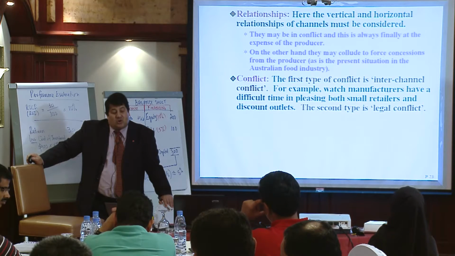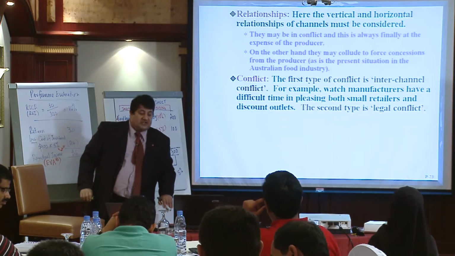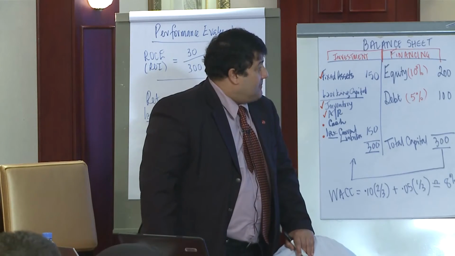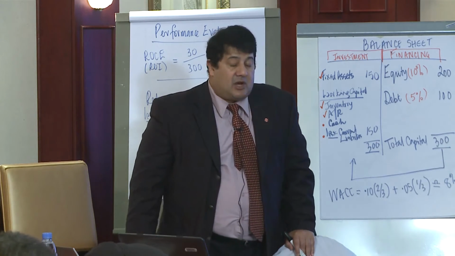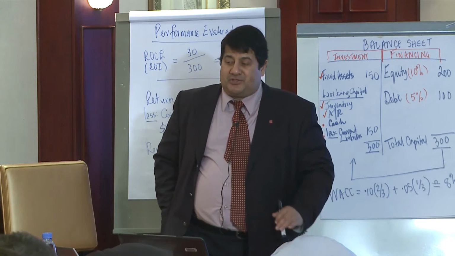And finally, there is conflict. The first type of conflict is inter-channel conflict. For example, watch manufacturers have a difficult time in pleasing both small retailers and discount outlets. Now, this used to happen in Australia.